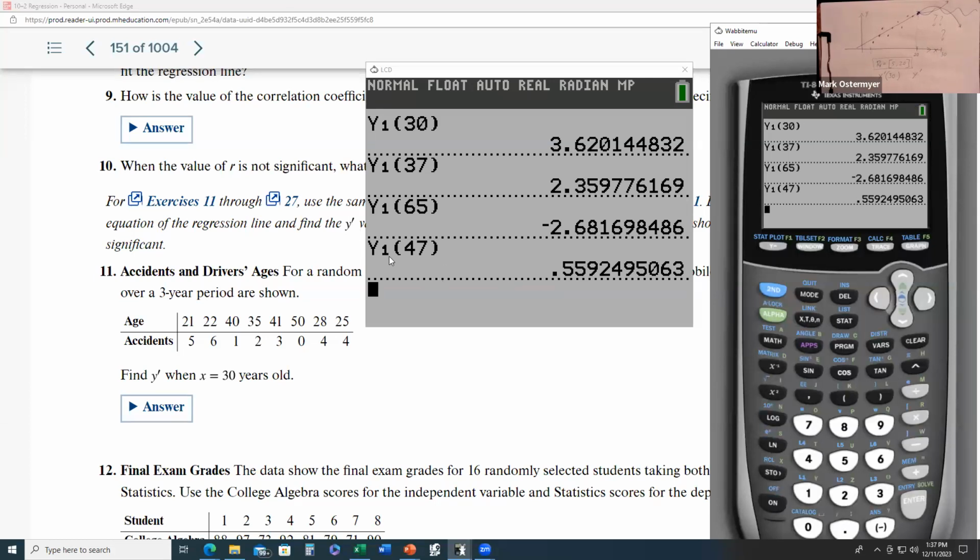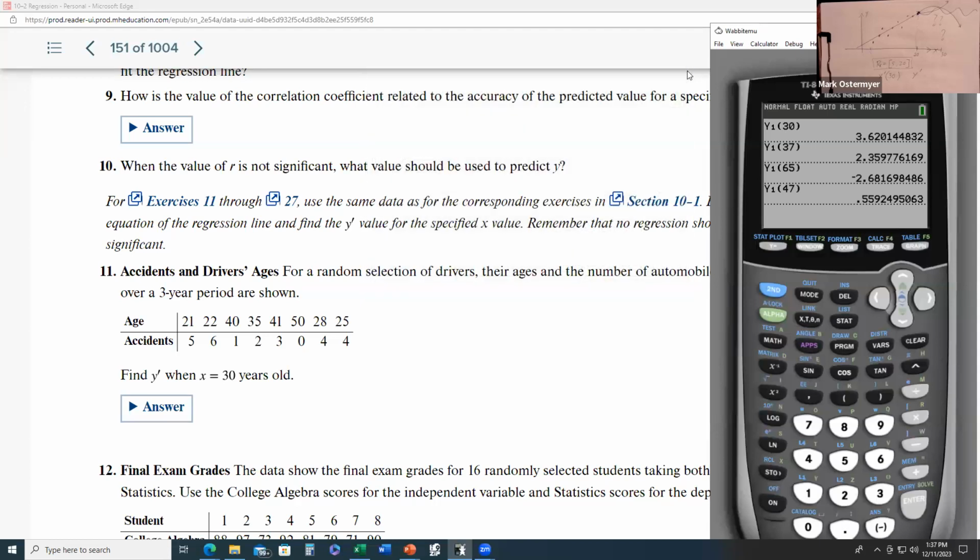So we would say on average, all 47-year-olds would be expected to have, on average, 0.6 accidents. That's an average, okay? All right, so linear regression, pretty neat. Pretty darn neat to have that go like that. Now, I have a question for you. If I had a scatter plot, suppose I had a scatter plot that looked like this.